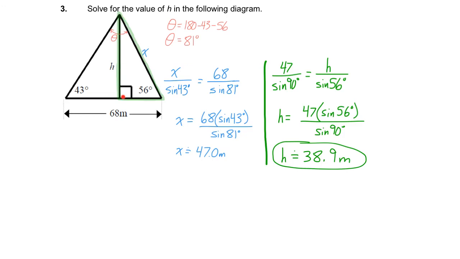And now if I look at this smaller triangle, I can use sine law to find the value of h. H matches up with angle 56 degrees. This x value, which was 47 meters, matches up with the 90-degree angle. So I end up with my sine law and I solve. H is about 38.9 meters. If that is what you got, great. If not, let me know how I can help you to figure out where your thinking was off. Otherwise, move on to the practice questions and ask questions and let me know how I can help.